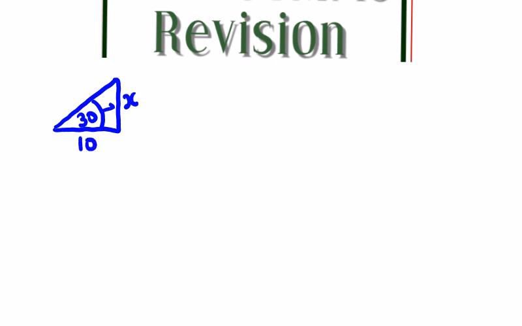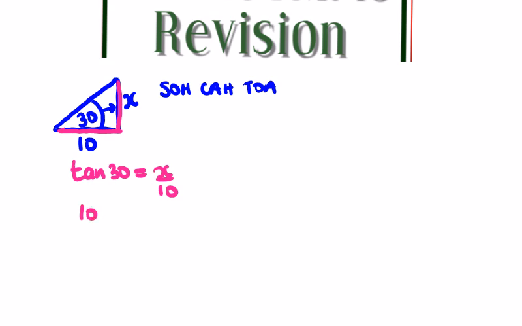We label our triangle opposite and adjacent. So your word SOHCAHTOA, which you all know, or when you're dealing with the two straight sides, it's always tan. So in this case we're going to say the tan of 30 is equal to x over 10. So 10 tan 30 is equal to x. We type this into our calculator. Tan 30 is 1 over root 3, so this is 10 over root 3.